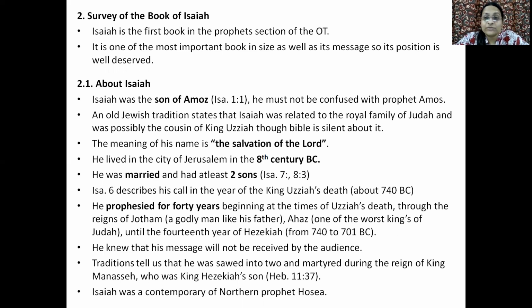He prophesied for around 40 years, beginning at the time of the death of King Uzziah, through the reigns of Jotham, who was a godly man like his father. Then we have Ahaz, one of the worst kings of Judah, and that was the longest period, the most difficult time when Isaiah was prophesying, until the 14th year of Hezekiah. We said Hezekiah was a good and godly king. So from 740 to 701 BC, that is 40 years, he was prophesying.